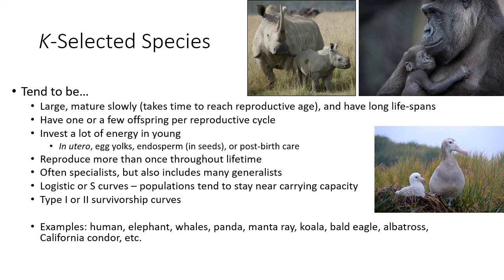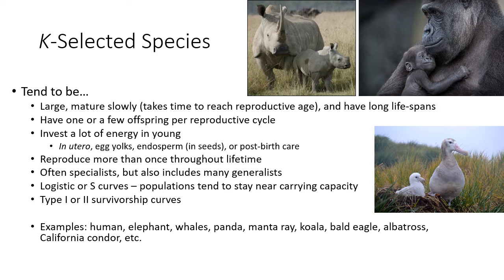Now, because they have long lifespans, they can have many reproductive cycles throughout their life. So they can have, you know, 4, 5, 6, 7, 8 offspring, depending on the species. Okay. They tend to invest a lot of energy in their young. That could be in utero, meaning in the uterus, if it is a mammal, a placental mammal rather. It could be a lot of energy in egg yolk.